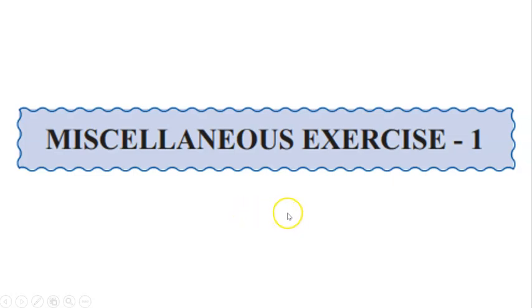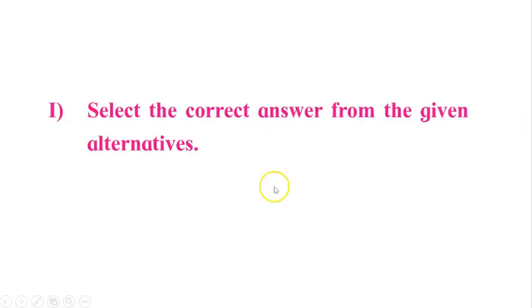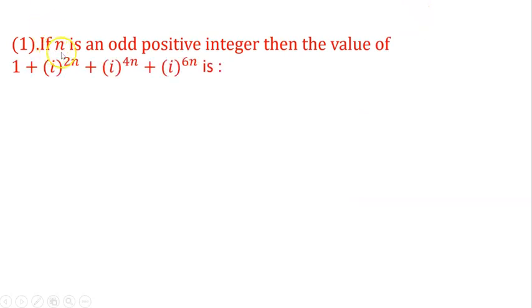In this video I will explain only the first question, and the remaining questions will be in my next video. Now let us start. Select the correct answer from the given alternatives. First question: if n is an odd positive integer, then the value of 1 + i^(2n) + i^(4n) + i^(6n) is? The options are A: -4i, B: 0, C: 4i, D: 4.